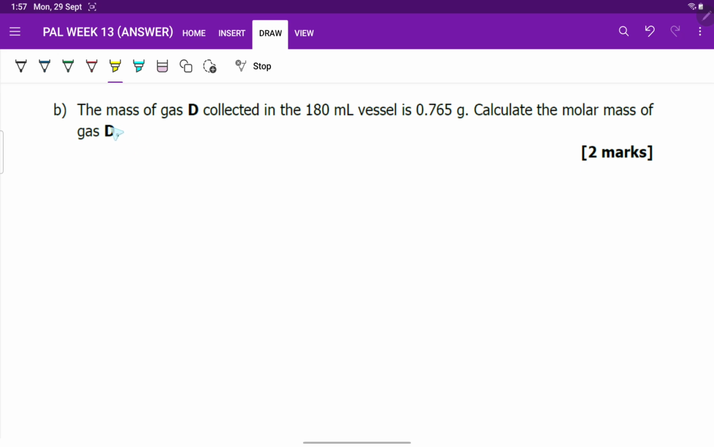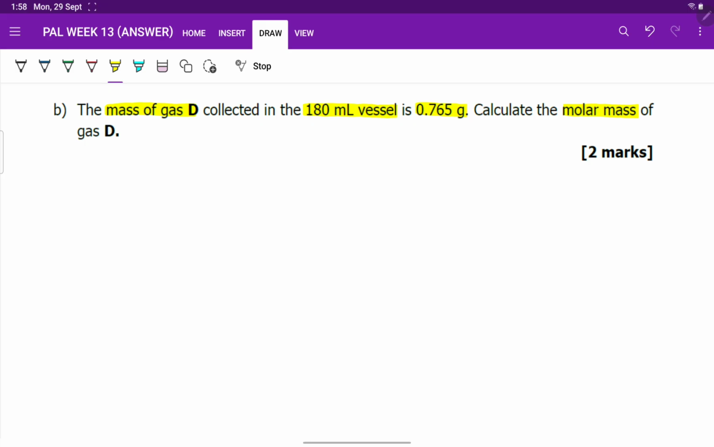Alright, moving on to question B. The mass of gas D collected in the 180 ml vessel is 0.765 gram. So calculate the molar mass of gas D. So masih lagi soalan yang sama dekat sini sebab kita ada dekat sini vessel 180 ml and dia bagi tahu dekat sini the mass of gas D inside the 180 ml vessel is 0.765 gram. So the question is asking what is the molar mass.